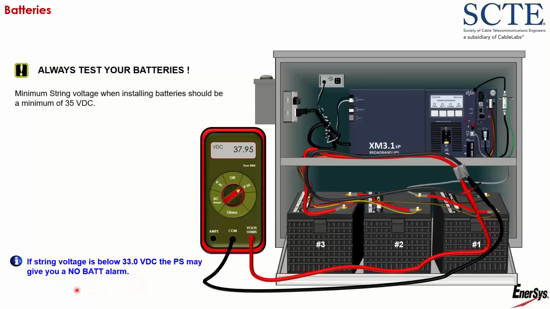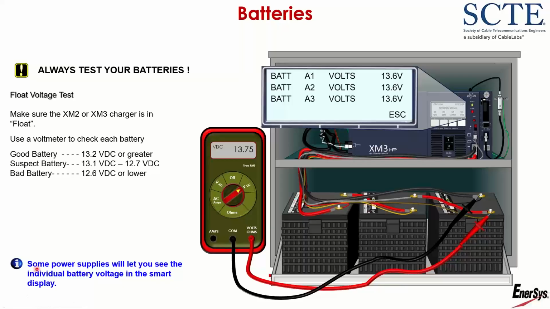I do want to note that with some newer power supplies, if the string voltage drops below 33 volts, the power supply might not recognize the batteries. I had a gentleman contact me the other day. He told me the batteries were new from the warehouse. Well, when he finally tested the string voltage on the batteries, he only had 31 volts. And he was getting a no battery alarm on his power supply and a string A miswire. When he tested the individual batteries, one of them was down to like 10.8 volts. So he had one battery from the warehouse that was actually bad.